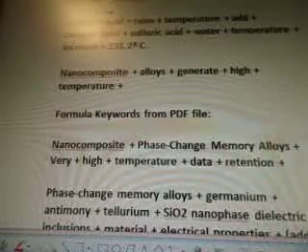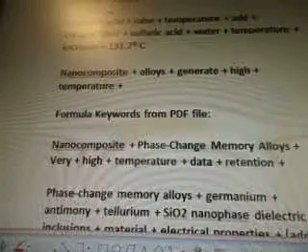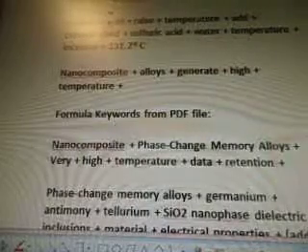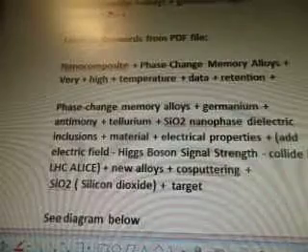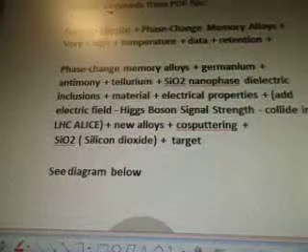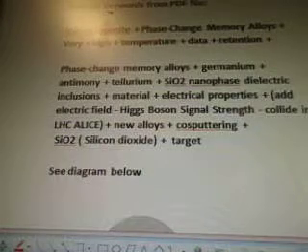Sulfuric acid raised temperature, add concentrated sulfuric acid, water, temperature increase, 131.2 degrees Celsius. Nanocomposite alloys generate high temperature. Formula keywords from PDF file. Nanocomposite phase change memory alloys, very high temperature data retention. Phase change memory alloys, germanium, antimony, tellurium, SiO2, nanophase dielectric inclusions.